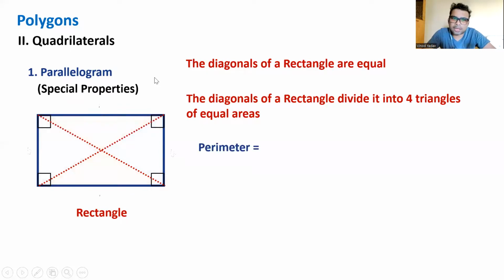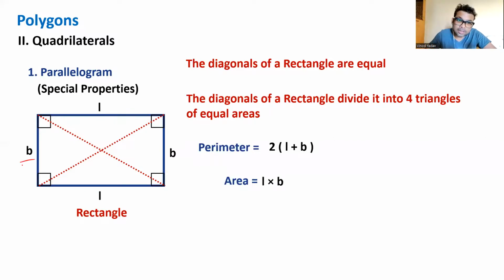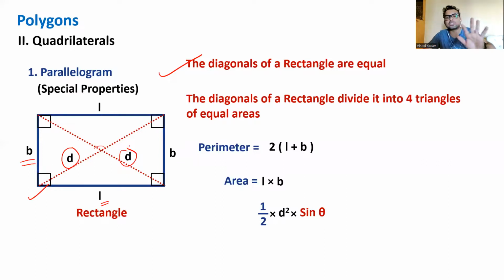Okay. Perimeter 2L plus 2B, right? Area L into B. Remember AB sin theta, L into B into sin 90. Sin 90 is 1. Or half D1 D2 sin theta. D1 and D2 both are the same because the diagonals are of equal length. And the angle between them, exact value we don't know. So sin theta in general. So this much thought should be there in your mind.